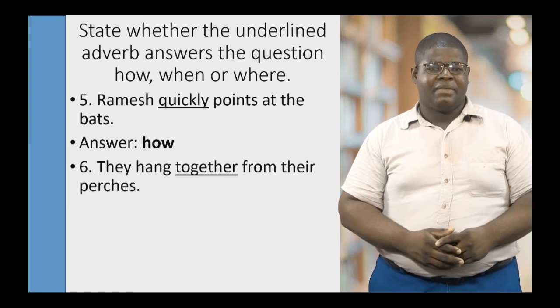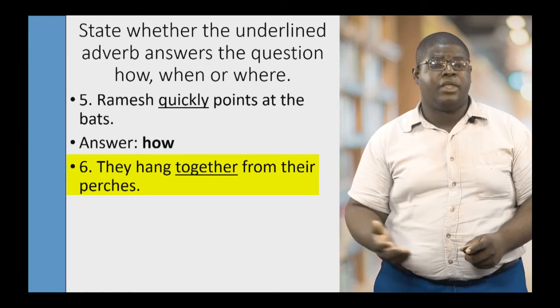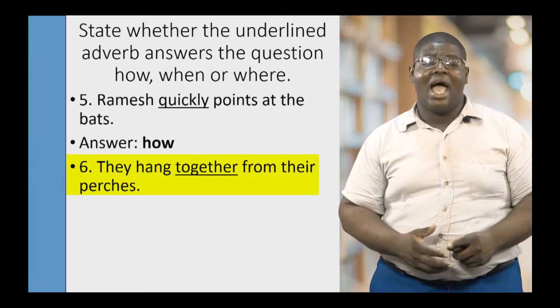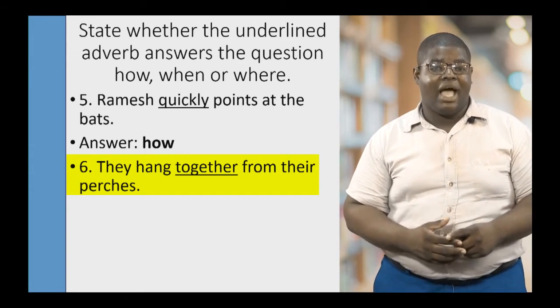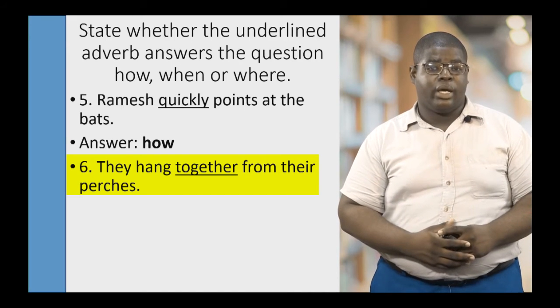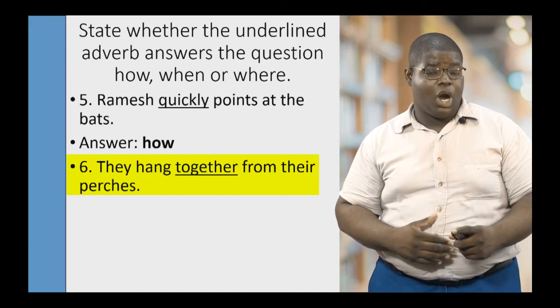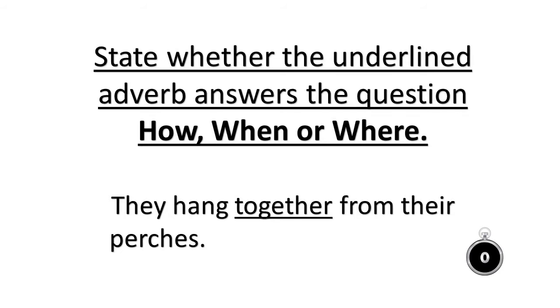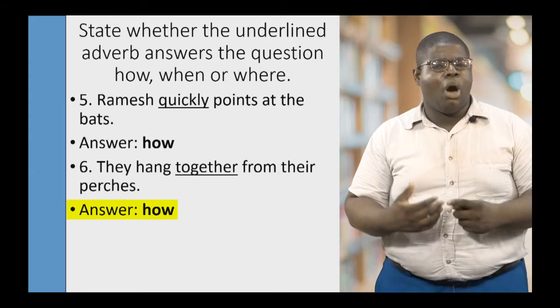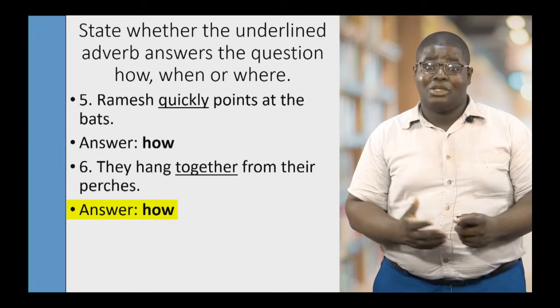Number 6. They hang together from their perches. We have the adverb together modifying the verb hang. How, when, or where? It's telling us how they hang. How do they hang? Together as a group.